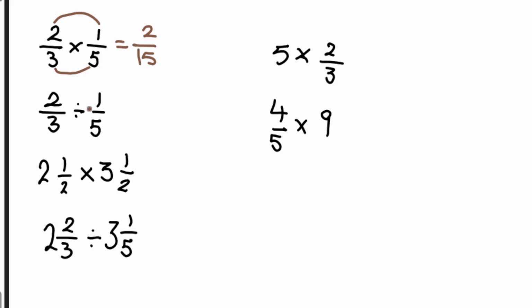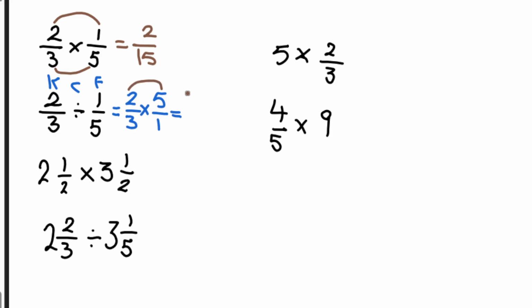Now, for division, we usually say it's keep, change, flip. What does this mean? It means keep the first one. So the first one, 2/3, we'll just write it. Change the division into multiplication and flip the next one. Instead of 1/5, it's going to be 5/1. Now it's just multiplication.